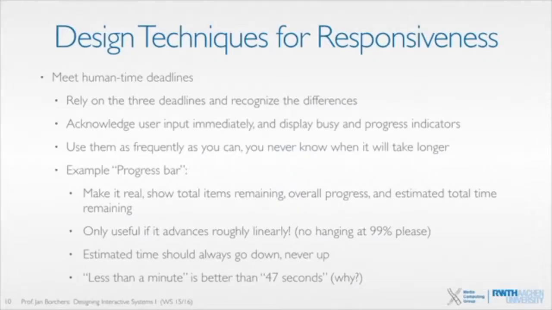Try to estimate the total time remaining. Estimate. Don't try to be too specific, too concrete, because you're going to be wrong anyway. And make them advance linearly. I think that's something we already talked about. Make sure if you have an estimate that this estimate never goes up unless something completely unexpected happens, like somebody pulls the network plug or something. And less than a minute makes more sense than 47 seconds. We've talked about those when we talked about the Windows progress bar already.